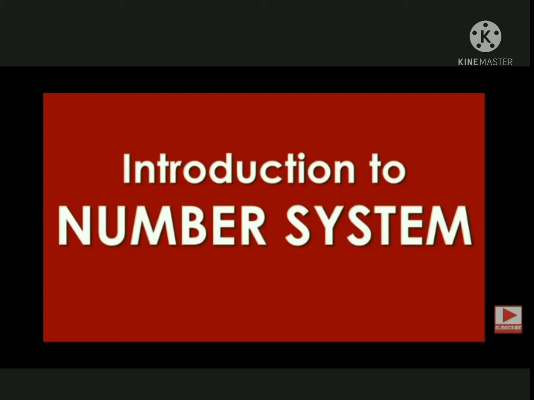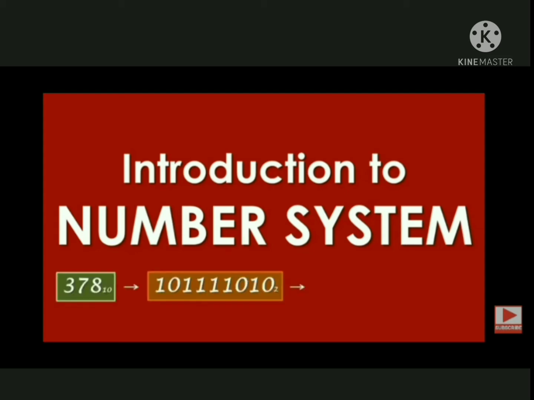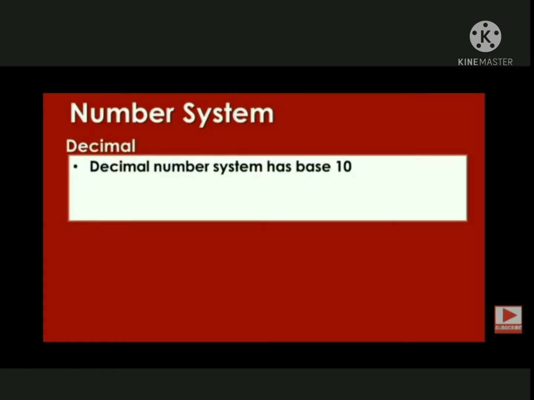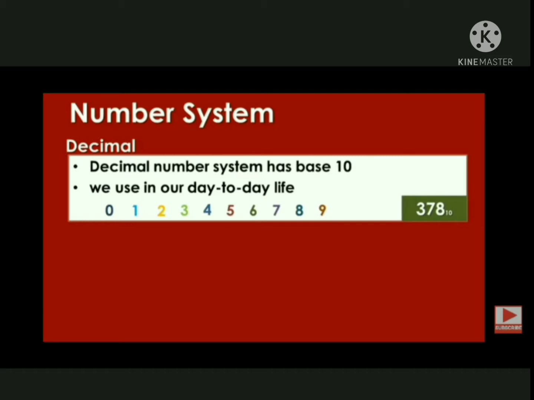Basically, let's talk about decimal number, binary number, octal number, and hexadecimal number. So let's move to our first number system, the decimal number. Decimal number system has base 10, which we use in our day-to-day life. Decimal number has digits 0 to 9. An example of a decimal number is 378.